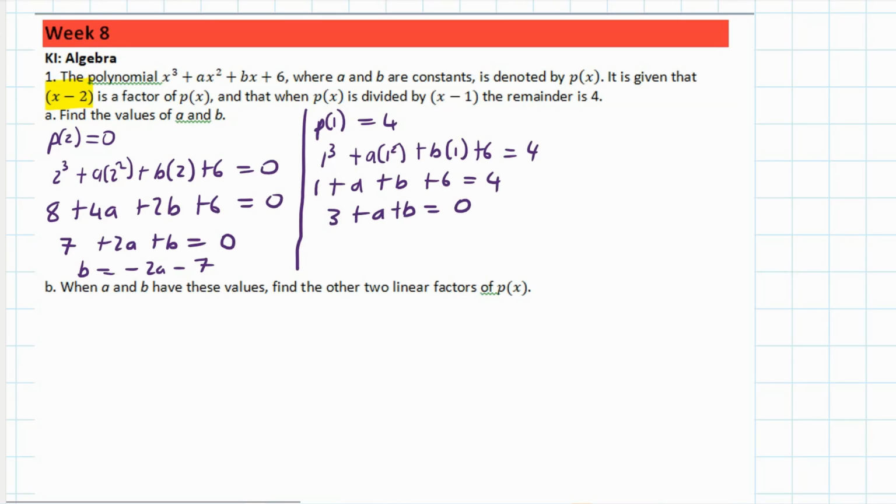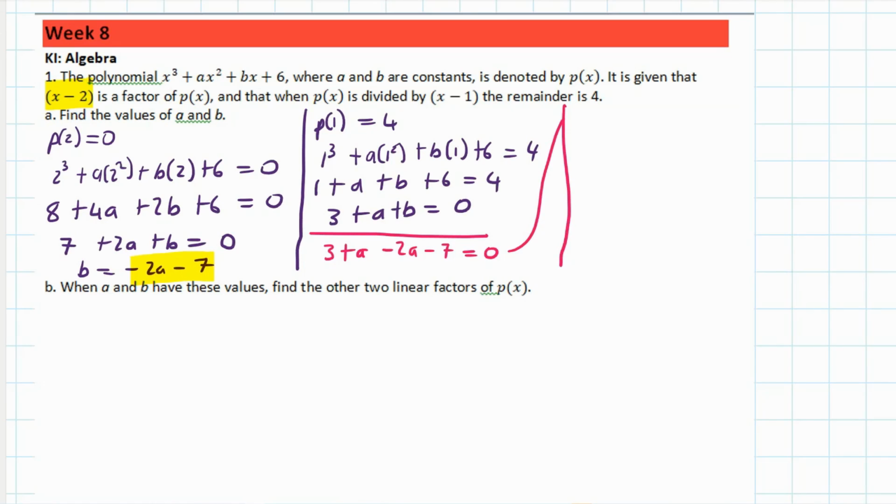Now, since we already have worked out what b is equal to, I could insert that into this formula over here. So let's do that. So we get 3 plus a, and then minus 2a minus 7 equals 0. Now when we work that out, we get negative a, and what's that? Minus 4 minus a equals 0. So minus 4 equals a. I think that's what we want.